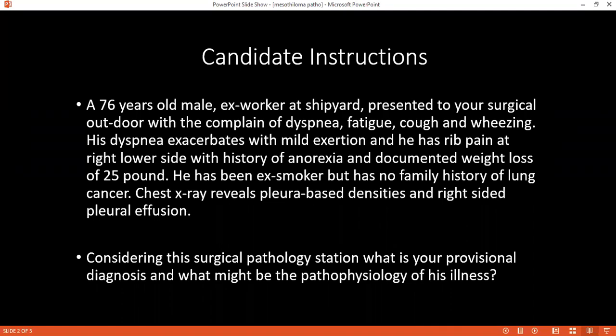Pleural plaques are plaques of collagen deposition which occur around the periphery of the lungs, and they occur due to chronic inflammation and exposure to carcinogenic agents. So what is the significance of finding pleural plaques? They lead to an increased risk of malignancy, mesothelioma and lung adenocarcinoma.